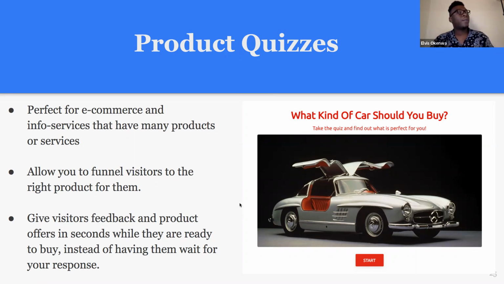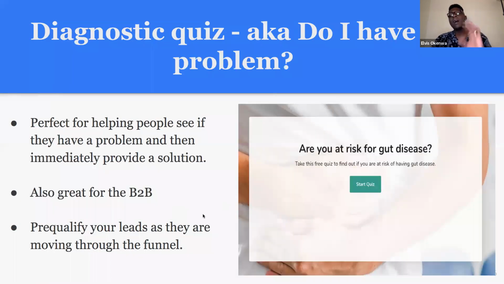Okay, now the final type of quiz is the diagnostic quiz, or as I like to call it, the do I have a problem quiz. Now, this kind of quiz is perfect for helping people see if they have a problem, and it immediately offers a solution. So are you at risk of thyroid disease? Are you at risk of heart disease? Upon completion, it lets you know if you're at risk or not at risk, and in the result page, it offers a solution to both scenarios.